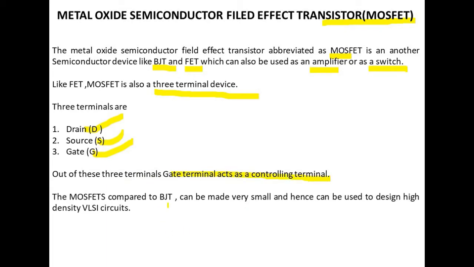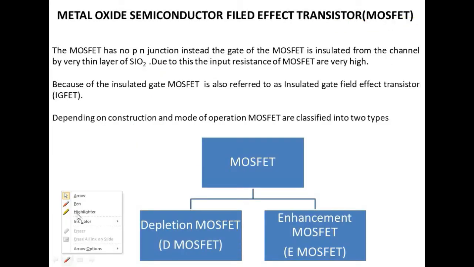The MOSFETs, compared to BJT, can be made very small and hence can be used to design high density VLSI circuits. The MOSFET has no PN junctions. Instead, the gate of the MOSFET is insulated from the channel by a very thin layer of silicon dioxide. Due to this, the input resistance of MOSFETs is very high. Because of the insulated gate, MOSFET is also referred to as insulated gate field effect transistor, that is IGFET.